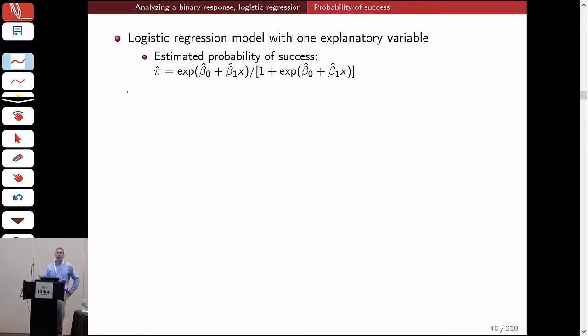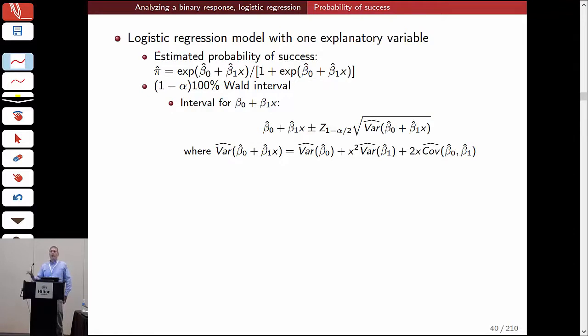Now let's talk about estimating the probability of success. We're going to begin with just one explanatory variable because that's the easiest thing to do at this moment. Here's what our model will look like. If I put hats on top of the betas and choose a particular x that I'm interested in, maybe a distance of 20 yards for a place kick, then I would get my pi hat out.